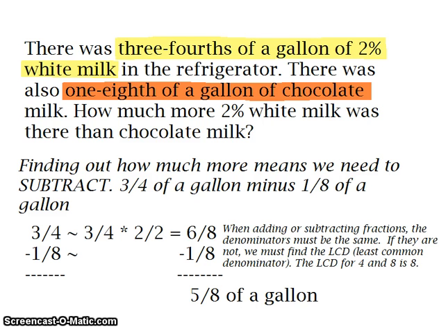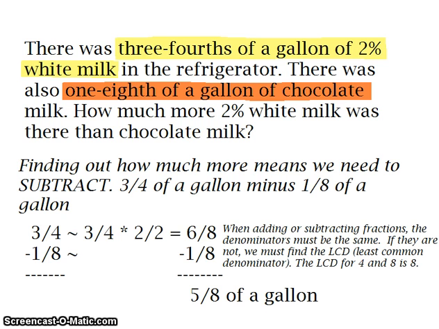Again, whenever we are adding and subtracting fractions, we need to make sure that our denominators are alike. In this problem, we have 4 in our denominator and also 8. So we need to find the LCD, the least common denominator, so that we can subtract the fractions. The LCD for 4 and 8 is 8.